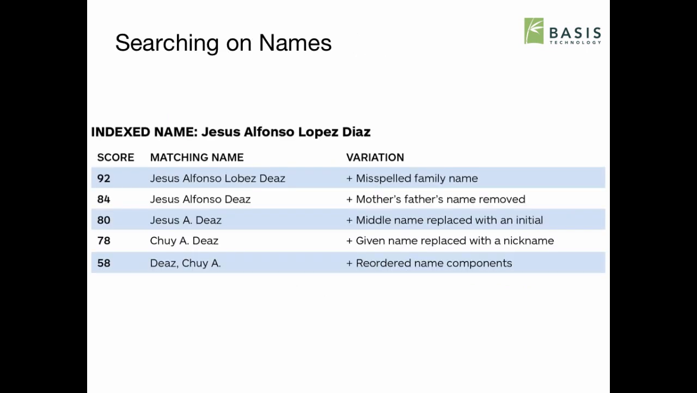However, once you have names, you have to deal with the fact that names are a particular target for variation and spelling problems of one sort or another. If somebody's name is Jesus Alfonso Lopez Diaz, there are many different ways somebody might spell that person and really be referring to the same guy. Here's a few of them.